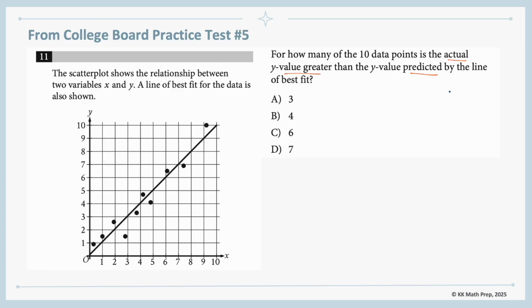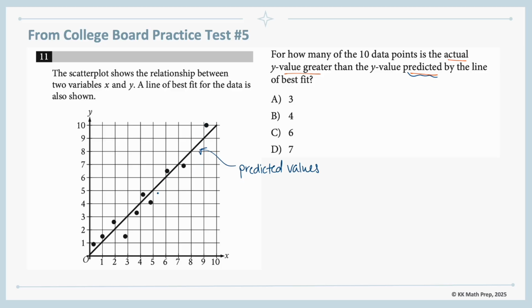Now, if you haven't done this in a while, you might forget which one is the actual or which one's the predicted, but they kind of actually tell you. The y value is predicted by the line of best fit. So this line that they have drawn in are the predicted values. That should make sense because the line of best fit is kind of like the trend line. How is this data trending? Well, as we go to the right, it's trending upwards.